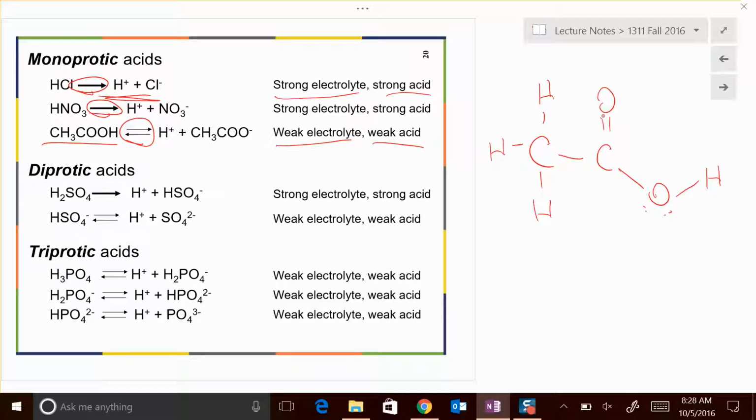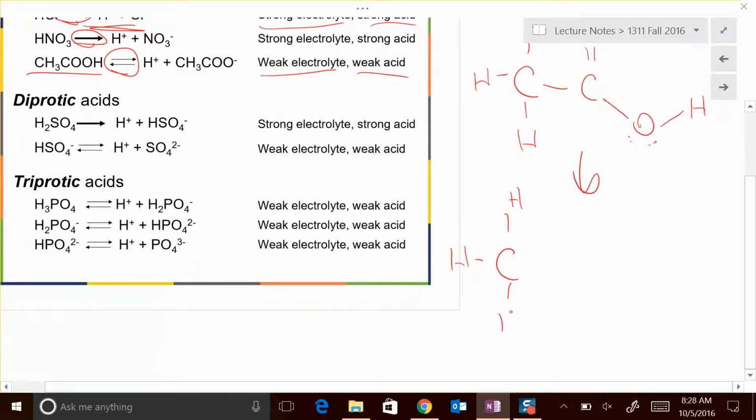This is called a carboxylic acid group. You'll learn about that in organic chemistry. Okay? So this carboxylic acid, this hydrogen will fall off, and now I'm left with acetate. Okay? This is the acetate ion, polyatomic ion. Okay, so that hydrogen will come on and off. So it's a weak acid. So it's a monoprotic acid because it only has one acidic hydrogen that can come off.